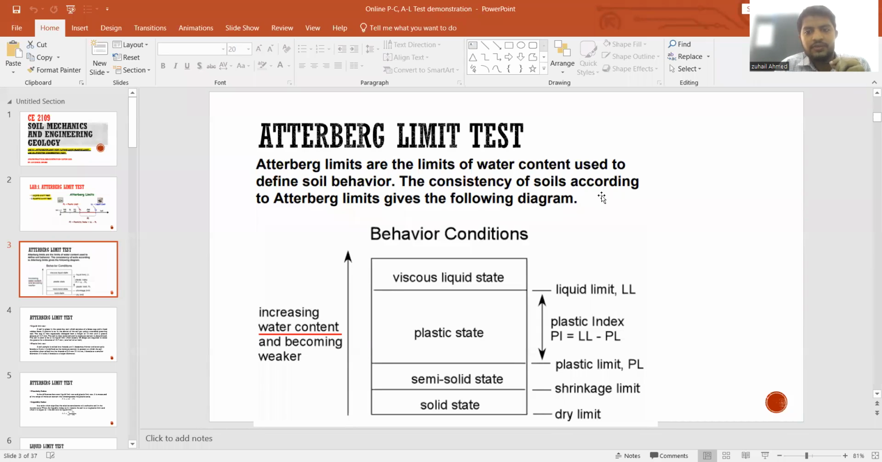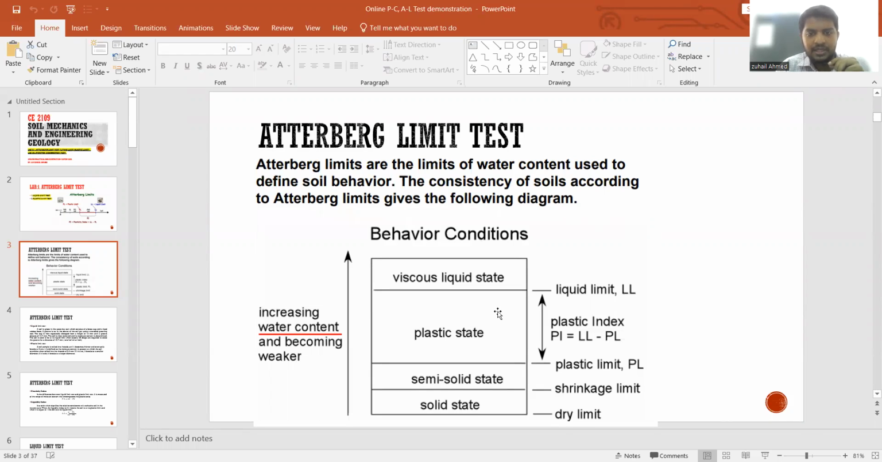And the consistency of soil according to the Atterberg limit test is given in the following diagram. You can find the consistency from here. When you are adding water, increasing the water content, the soil becomes weaker.